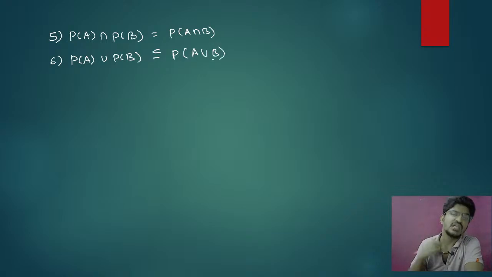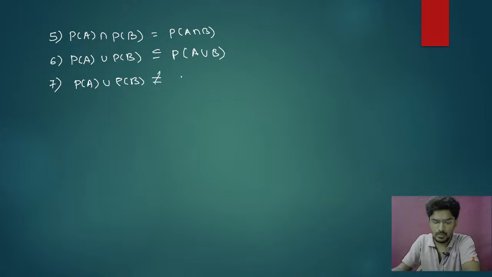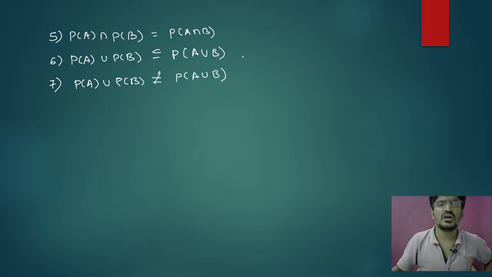Will be the subset of power set of A union B. Very, very important. Clear? Power set of A union with power set of B is a subset of power set of A union B. And the seventh one you can see, power set of A union with power set of B is not equal to power set of A union B. Very, very important.